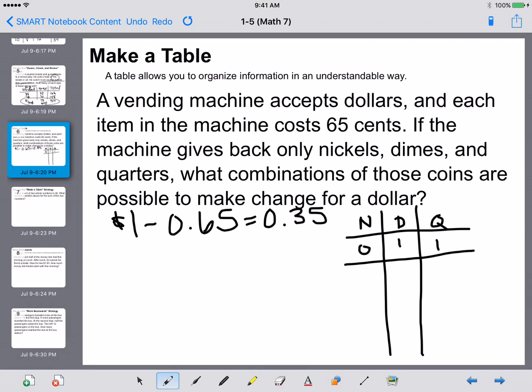I could still get to 10 cents another way using nickels. So there's another combination. Now I'm out of my quarter strategies, so I'm not going to need quarters anymore. So I could just basically put zeros down the line. Now let's do dimes. What's the largest amount of dimes I could have? 3, because that gets us to 30 cents. And then we would need 1 nickel.